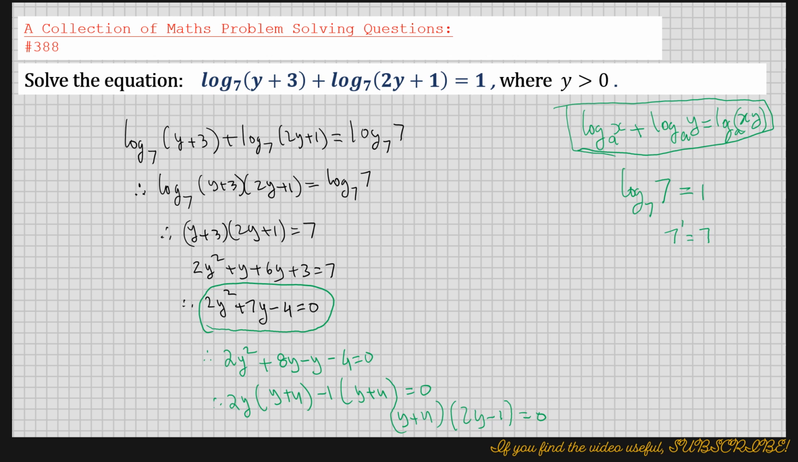So you see they have given us y is greater than 0. So if y is greater than 0, y plus 4 cannot be equal to 0. And so we can write, since y is greater than 0, therefore 2y minus 1 equals 0, or y equals half. So that is our answer. Solve the equation. We have solved it and we got y is half.